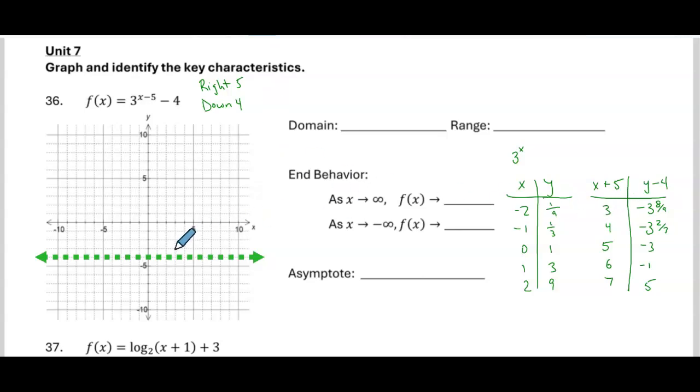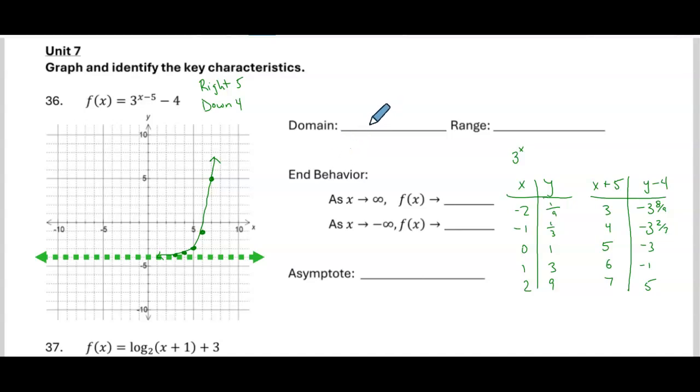So I move to the right 3, and then down 3 and 8/9, so pretty close to this -4 asymptote. Move to the right 4, and down 3 2/3. It's a little bit higher than 3 8/9. Okay, to the right 5, down to -3. To the right 6 and down 1. And to the right 7 and up 5. And it does make a curve, as it's supposed to. So connect these points with a curve, and arrows at both ends.